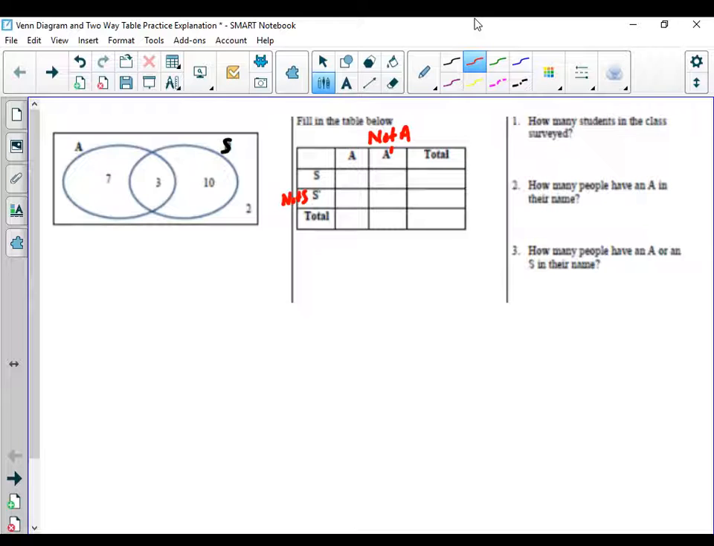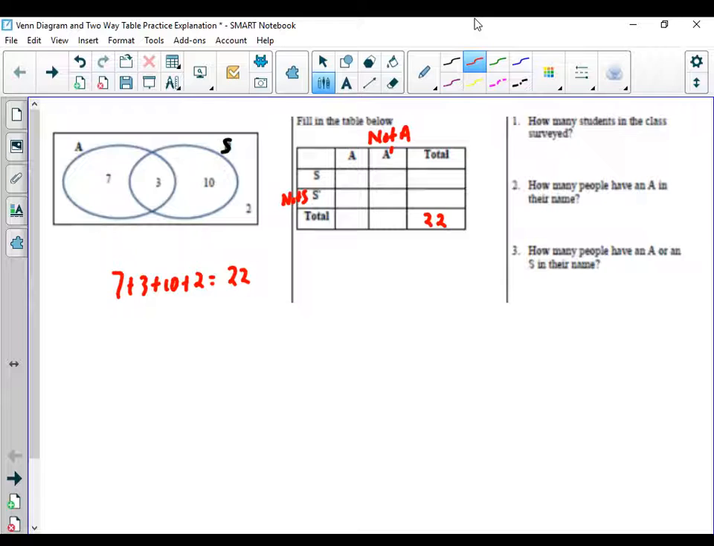What I would probably start with is some of the totals. For instance, if I look at all the values in there, I've got 7, 3, 10, and 2. That should be my entire sample space, which is the total for everybody that they looked at. So if I add those together, 7 plus 3 plus 10 plus 2, I would end up with 22 total people that they looked at. So that's going to go right here in that spot.